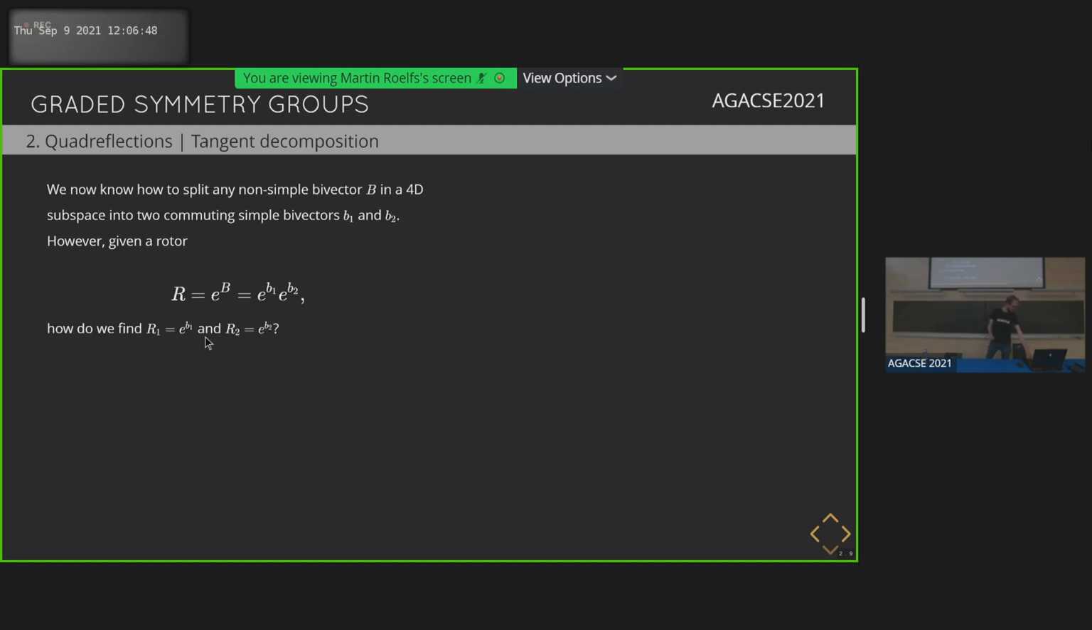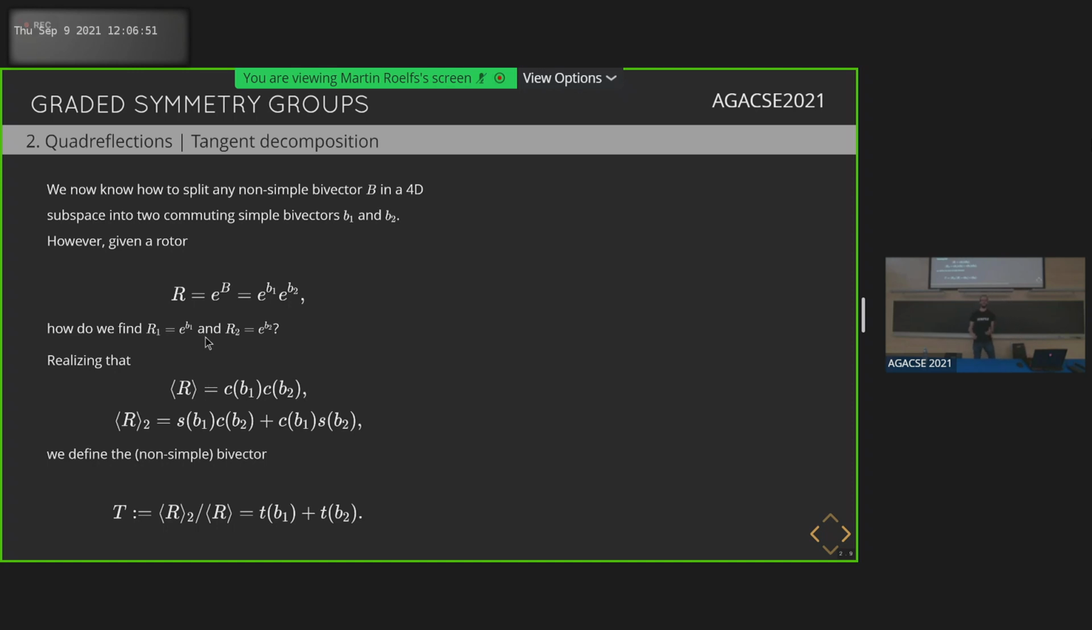So what we do first is we realize that, since these simple bivectors are just the generalized Euler's formula, the scalar part of this rotor R here would just be C of B1 times C of B2. And the bivector part is the S of B1, C of B2, and the opposite one. So what I now do is I define a non-simple bivector capital T, which is the bivector part divided by the scalar part. And it's straightforward to show that that is then the tangent of B1 plus the tangent of B2.